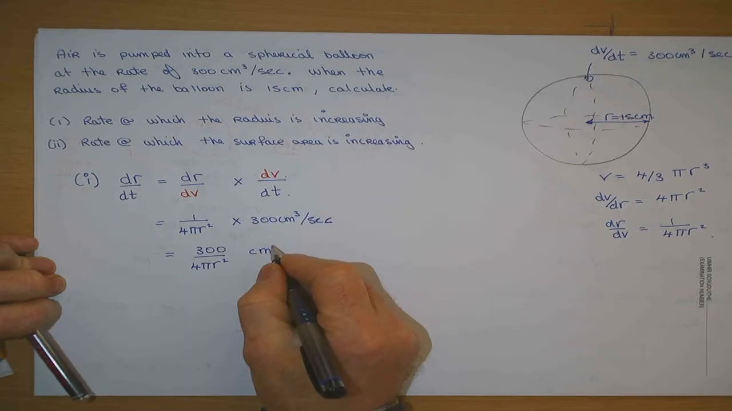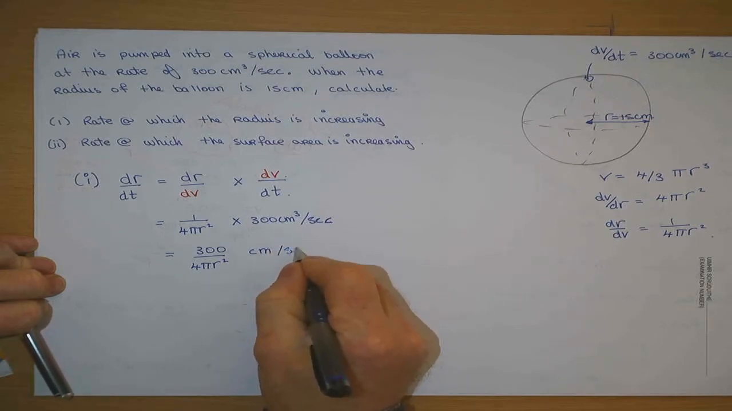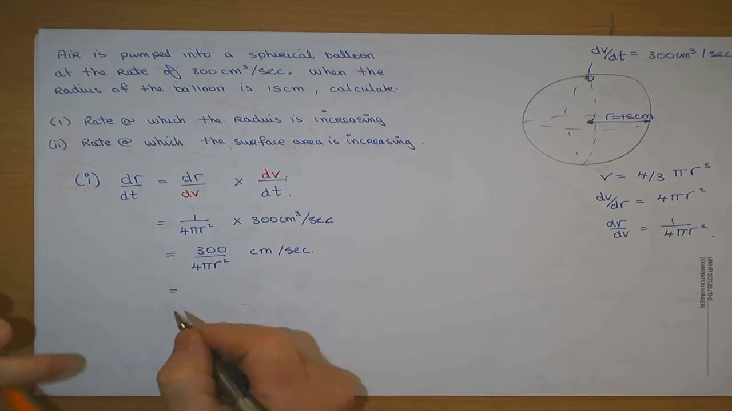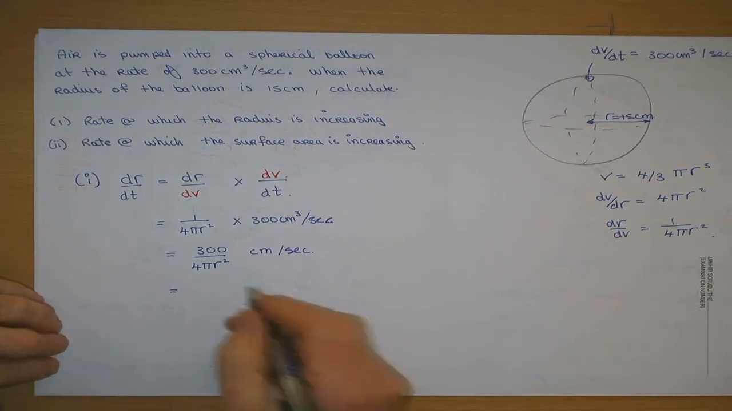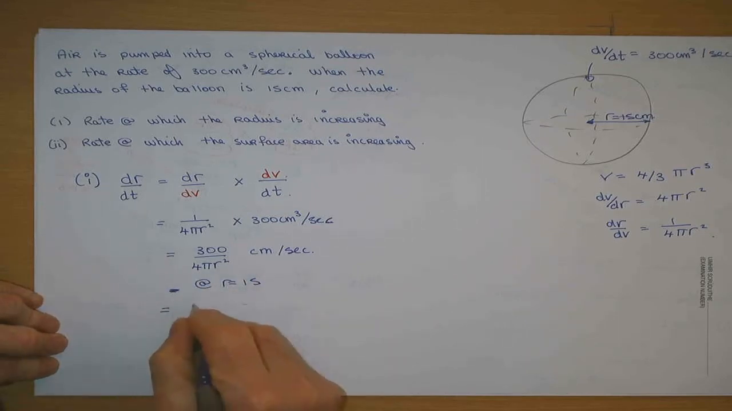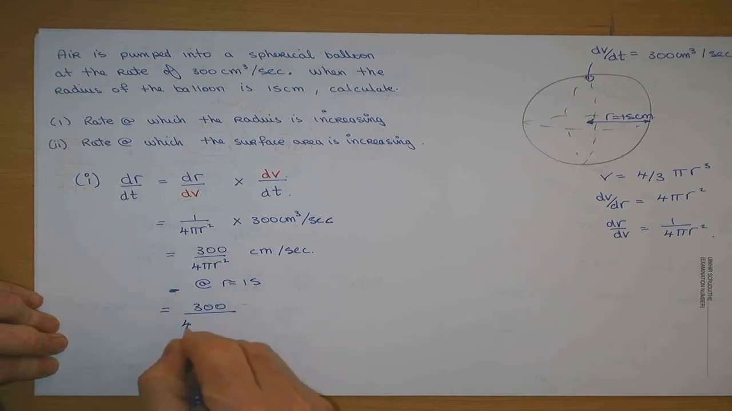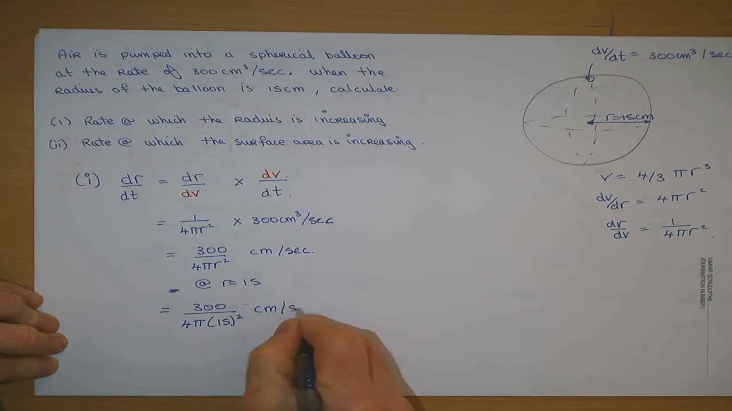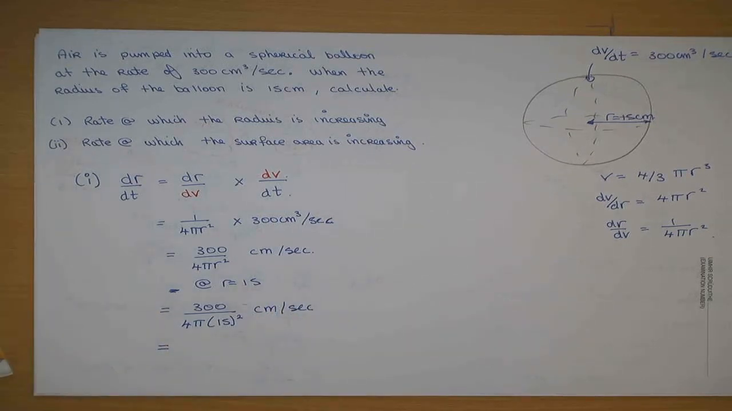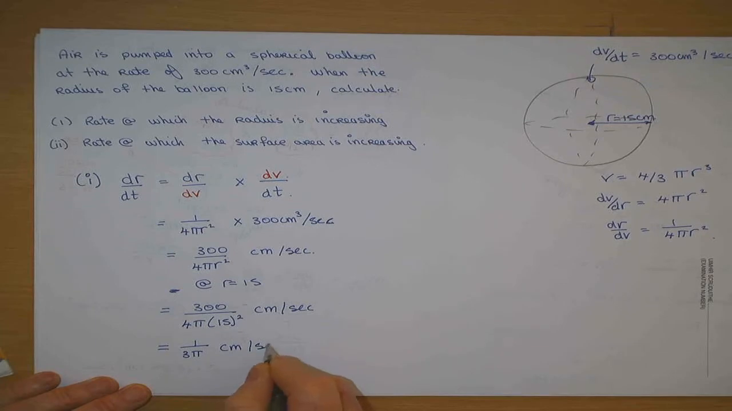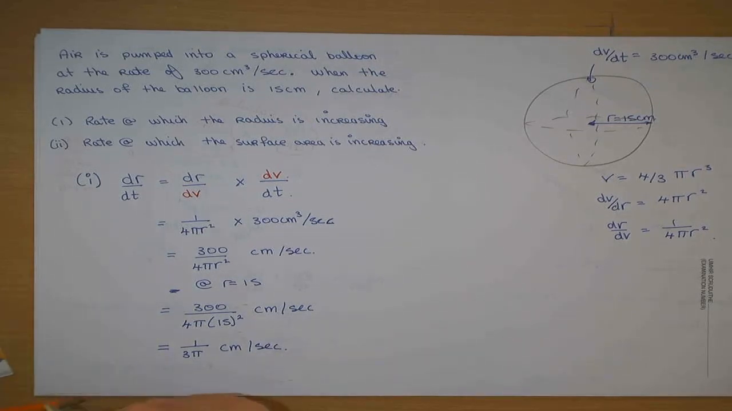So that's 1 over 4 pi r squared, which is 300 over 4 pi r squared centimeters per second. Now, what do I need to know in order to evaluate what it is? The radius. At r equal to 15, that's equal to 300 over 4 pi times 15 squared centimeters per second. I don't know what that is. It's 1 over 3 pi centimeters per second. And I could put that into a decimal if I so wish.